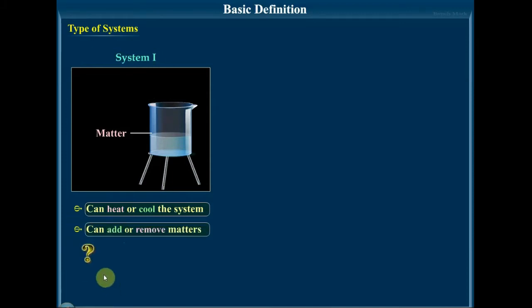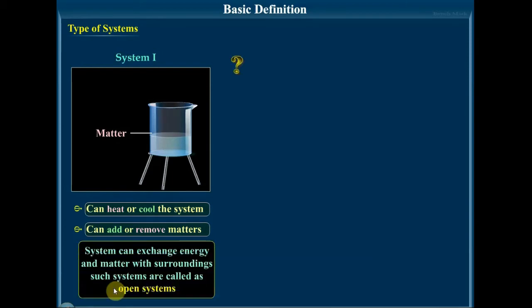Can add or remove matter because the beaker is kept open, so matter can be added also, matter can be removed also. That is, system can exchange energy and matter with the surroundings because it is kept open. Such systems are called as open systems. So it is very easy. A system which can exchange mass as well as energy with the surroundings is known as an open system.